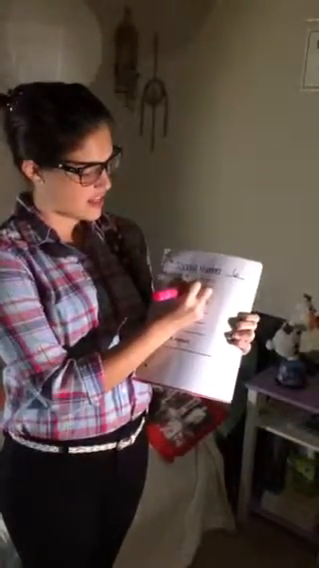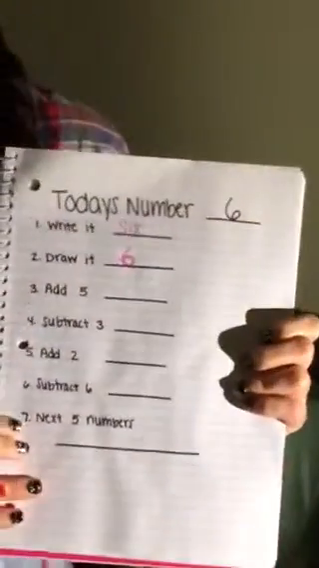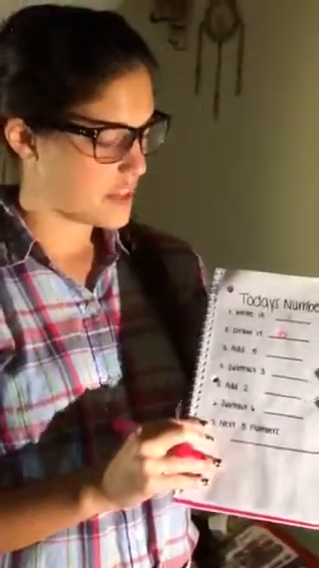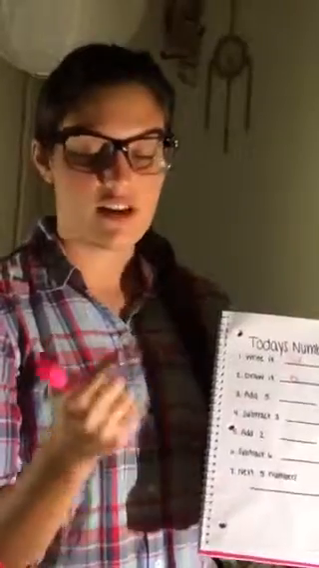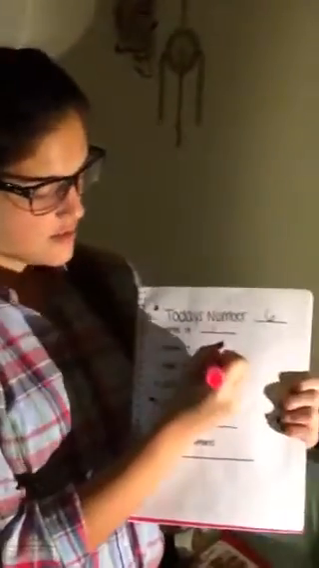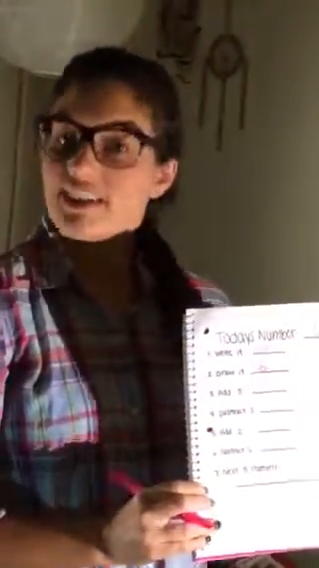It's a tail with a circle. And when we add 5 to 6, how much does that equal to? Well, let's see. 6, 7, 8, 9, 10, 11. So that is 11. So 6 plus 5 is 11.